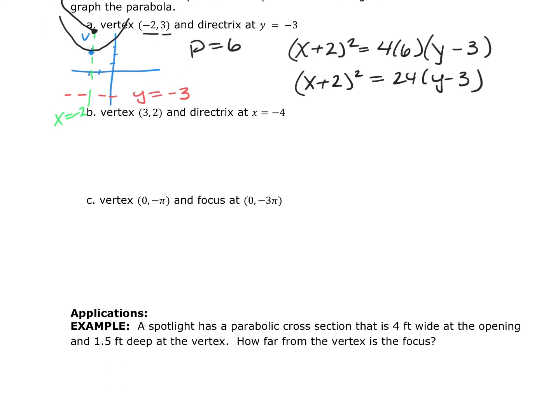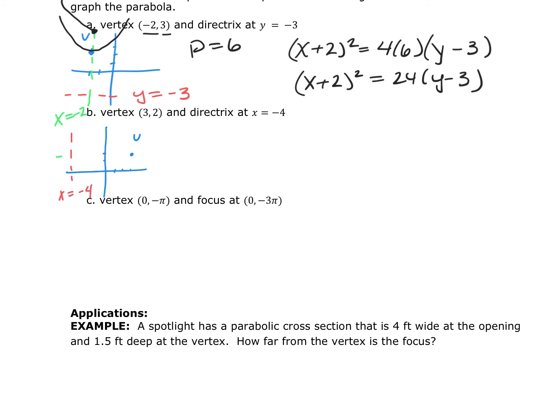Now let's take a look at B and C. So once again, I'm going to start with where everything is. My vertex is at 3, 2. So I'm going to go 3. I'm going to go 2. Here's where my vertex is. My directrix is x is equal to negative 4. So I'm going to come over here and I'm going to say, oh, x is equal to negative 4.